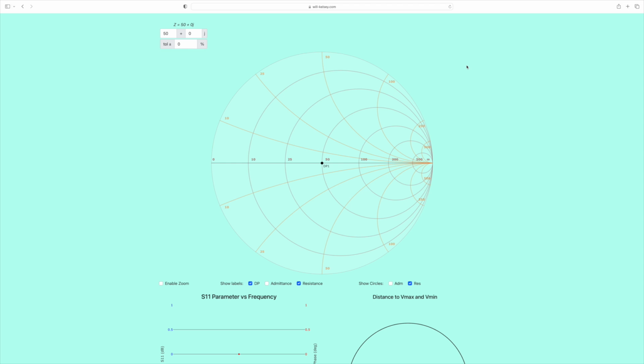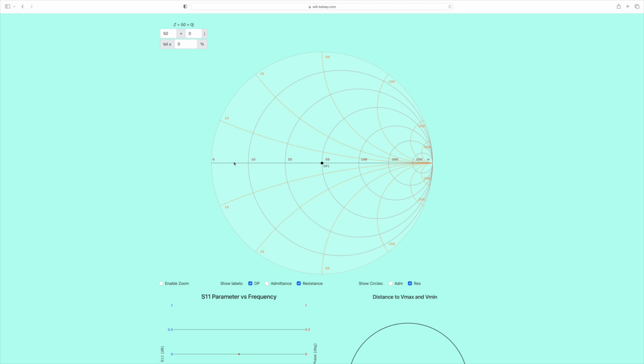So essentially, if you look at these circles here radiating out from the right-hand side, these are circles of constant resistance, which means anywhere you are on that circle will be the same resistance. So at the moment we're at 50 ohms right in the centre, which is where we want to be. This is where we want to end up when we've finished matching.